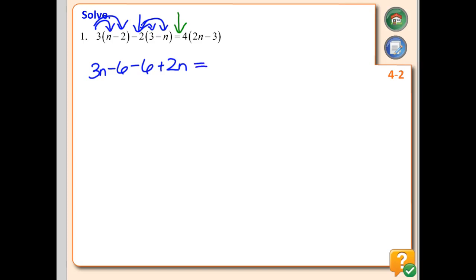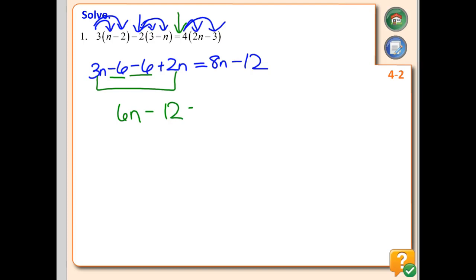Equals, and we got to do distributive property one more time. 4 times 2n is 8n, and 4 times negative 3 is negative 12. Now, we did something like that back in chapter 3. What do you think we need to do next? Ah, that's right. We got to combine like terms. Who's going to combine with 3n? Well, 2n is. What's 3n plus 2n? 6n. What's negative 6 and negative 6? Well, that's what? Negative 12 equals 8n minus 12.